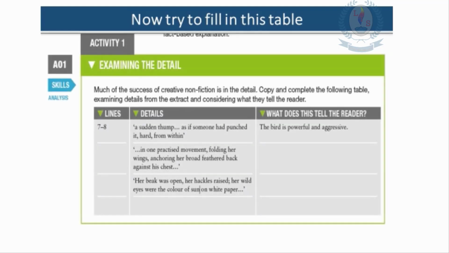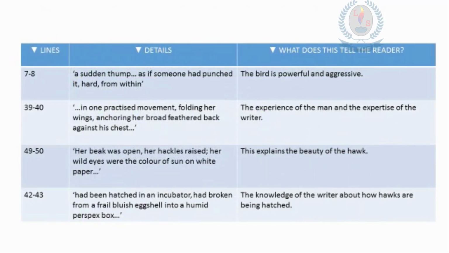Let's move on to the activities given in your student book. Turn to page 143 and try to fill in this table. Here are the suggested answers. Lines 7 to 8. Detail: a sudden thump, as if someone had punched it hard from within. What does this tell the reader? That the bird is powerful and aggressive.